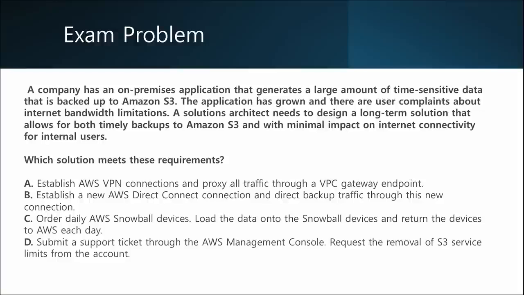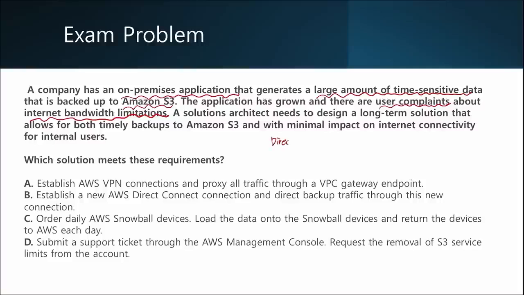Here's the last problem. A company has an on-premises application that generates a large amount of time-sensitive data that is backed up to Amazon S3. The application has grown and there are user complaints about internet bandwidth limitations. A solutions architect needs to design a long-term solution that allows for both timely backups to Amazon S3 and minimal impact on internet connectivity for internal users. The question asks to find a solution that minimizes the impact on internet connectivity.